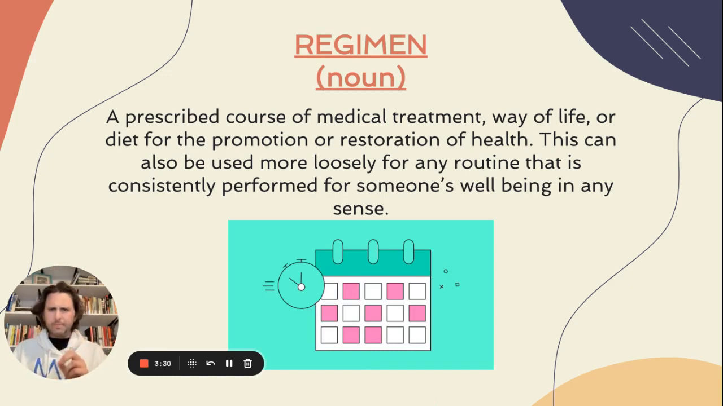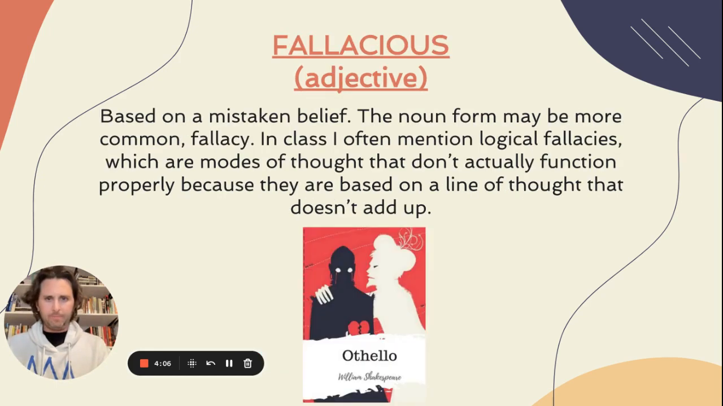And now, regimen. A regimen is a prescribed course of treatment. Usually, medical treatment is the original version of this. It can also be just a way of life, though. It can be a diet for the promotion or the restoration of health. It's anything that's a set routine consistently performed for someone's well being, whether it's their emotional well being, their psychological well being, or their physical well being. It's the thing you always do. I have a morning regimen. I get up, I make myself a cup of coffee, I check my email. That's my regimen, so I don't go crazy, and I get everything done that I need to get done, as an example.